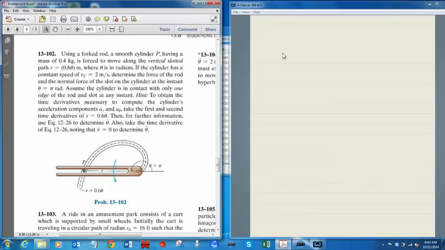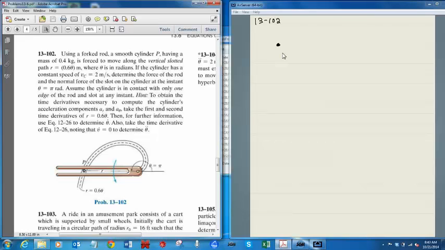Okay, this is problem number 13102. We are looking for forces, so we need to draw a free body diagram. So I'm going to draw a free body diagram at point P. So here's the dot for P.